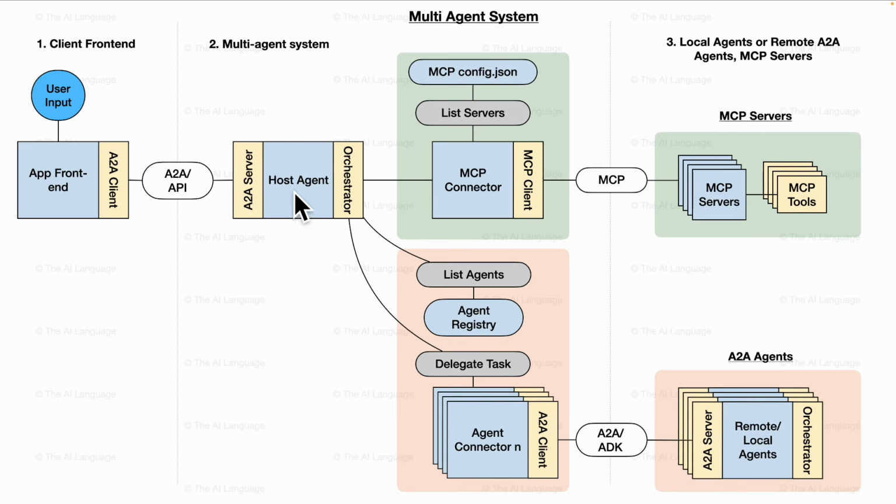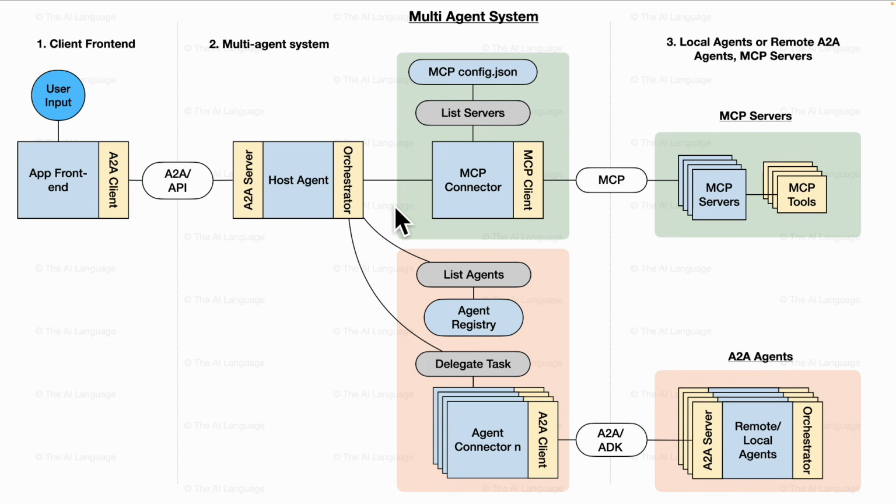The host agent itself needs to orchestrate the task. It needs to connect to other local agents or remote A2A agents and MCP servers. The MCP connection happens through Model Context Protocol. The connection to remote agents can happen through A2A and the local agents through ADK itself. ADK will help us complete the agent development locally, working with multiple agents, and also work with protocols like MCP and A2A. But more on this later.